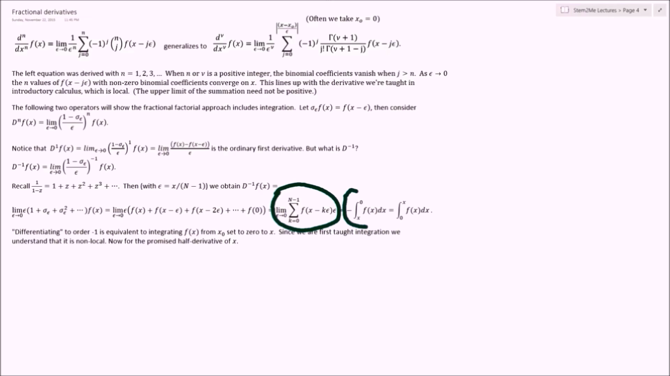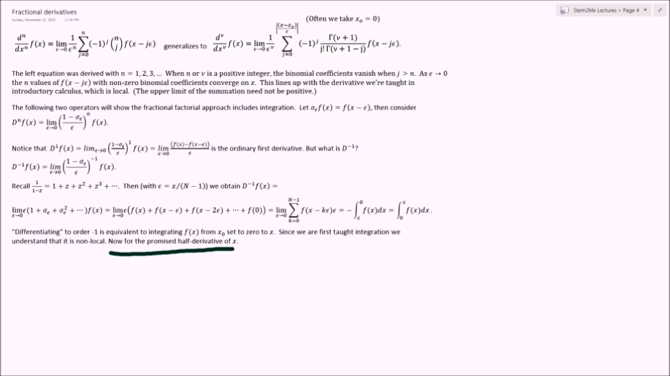In fact, it looks like the integral from negative x to 0 of f of x dx, or changing the limits of integration, it is the integral from 0 to x of f of x dx. So differentiating to order -1 is equivalent to integrating f of x from x naught, usually set to 0, to x. In the theory of the fractional calculus, integral is seen as the negative derivative of a function. At this point, it's worth remembering that when we were first taught integration, we understood it to be a non-local concept. You are evaluating the function along a partition.